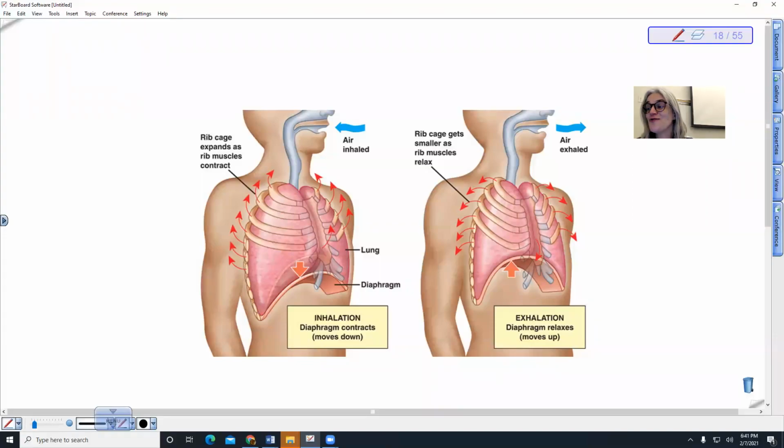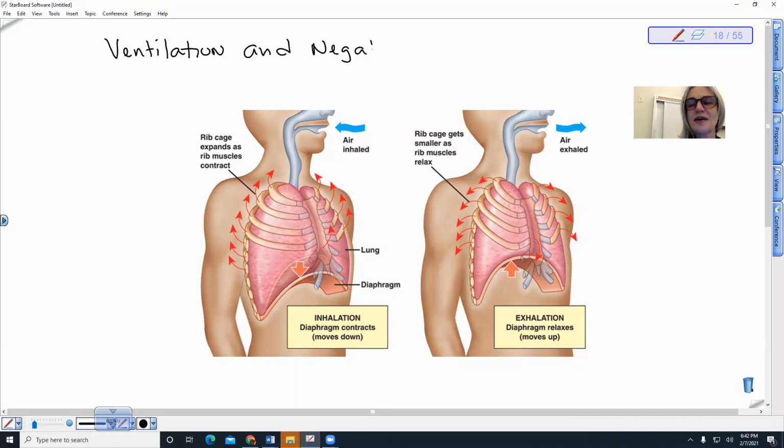So we need to ventilate our lungs, and we as mammals have a very special muscle that is not seen in, say, for example, reptiles or amphibians. When we look at this structure, it is this muscle underneath our rib cage that is called the diaphragm, and this allows for what is called negative pressure breathing. So this is a diagram that demonstrates ventilation and negative pressure breathing.